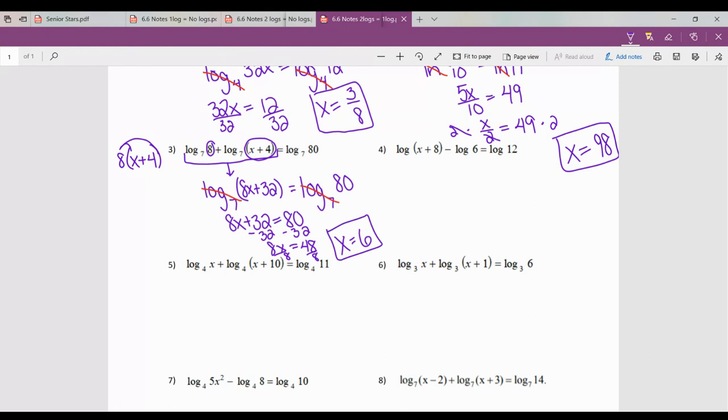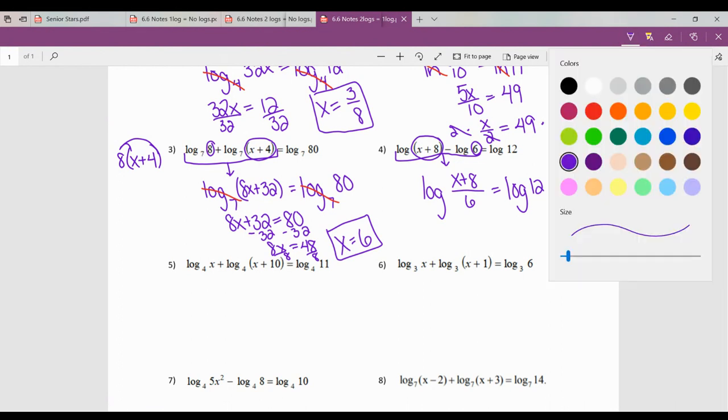All right, next one, we've got 2 logs equals 1 log. So we're going to have to condense those 2 logs. Now, if you don't see a base, remember, that's a base of 10 with that word log. So now we have x plus 8, and we have 6. And now this time, because it's subtraction, it's going to be division. So we're going to write it as x plus 8 divided by 6 equals log of 12. Log base is 10 when you don't see it.